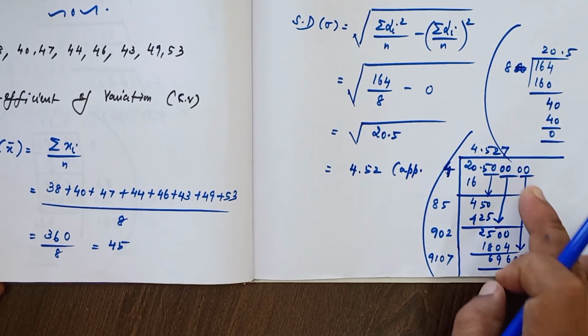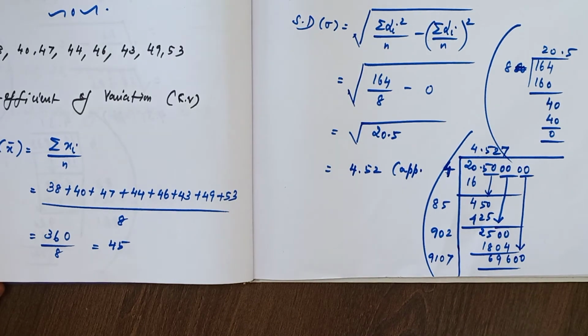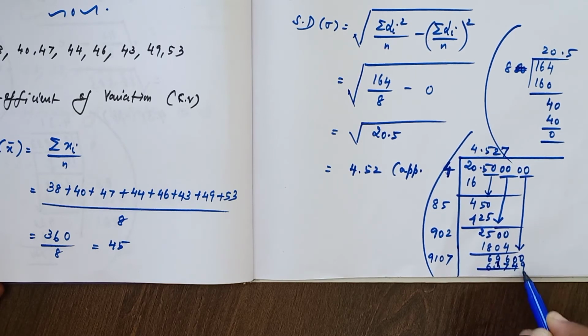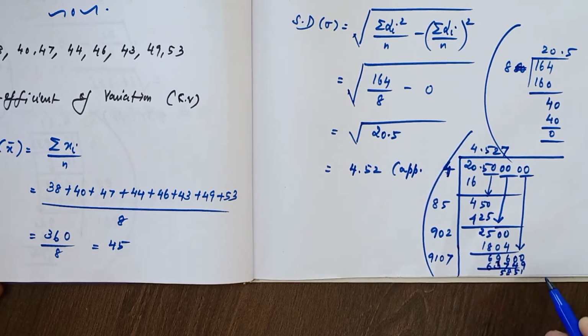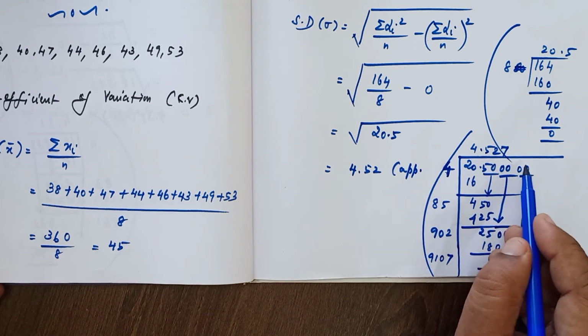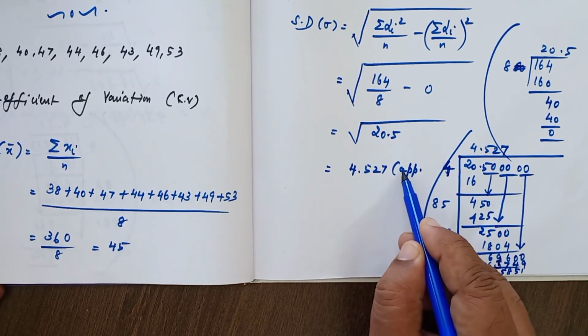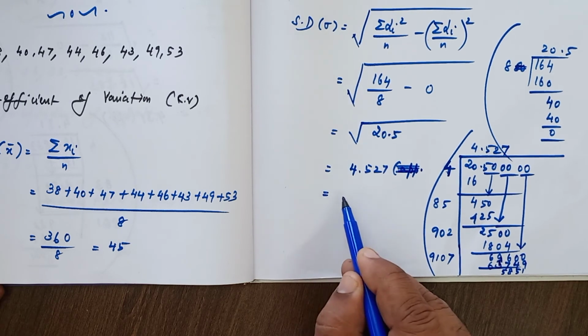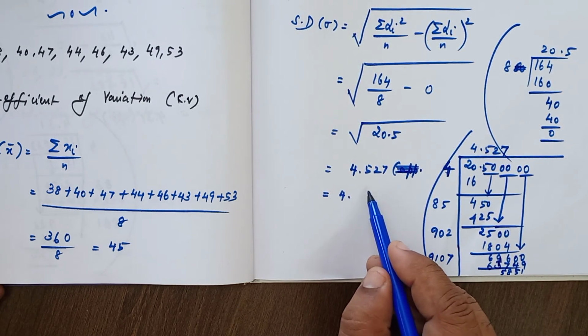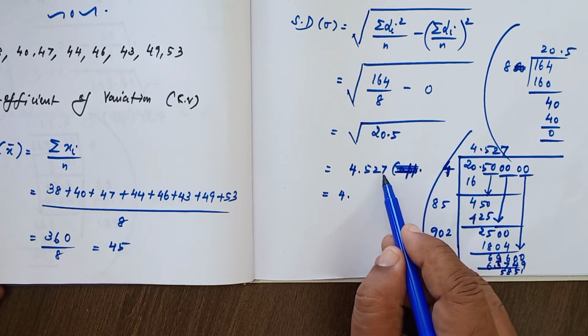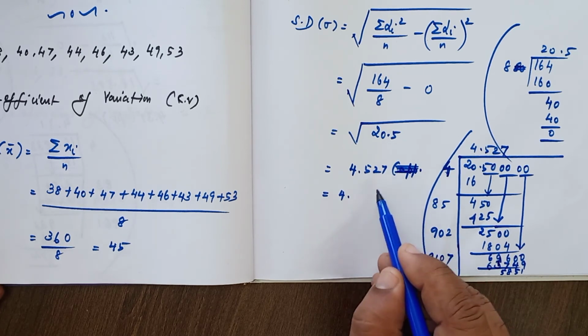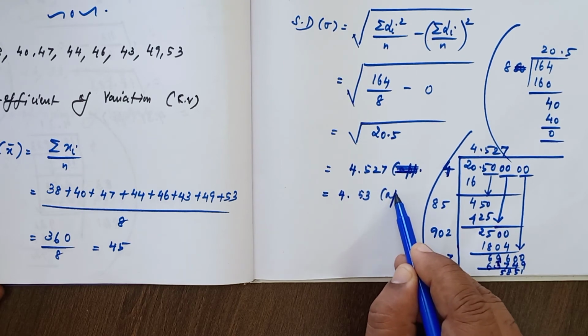Now you have to multiply. 7 into 9107, 63, 749. Now you have to subtract. We are getting 5851. 5851 is the remainder. Now I put 7 over here. So next step, it can be rounded up to 2 decimal places. Since it is 5 or more than 5, 1 can be added to the previous digit. We'll be getting 53 approximately.